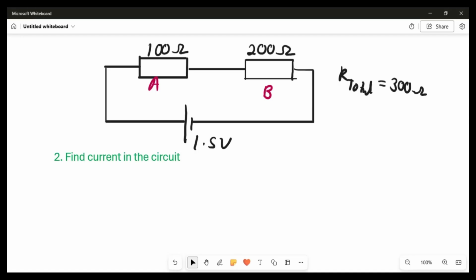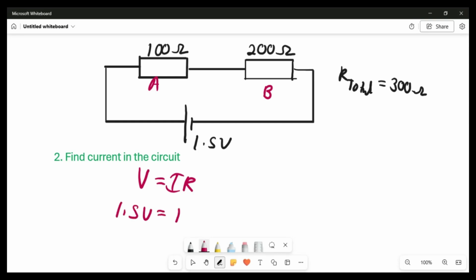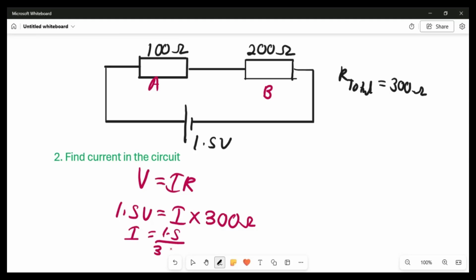Next, we'll find the total current flowing in the circuit. To find the total current flowing in the circuit, we have to apply Ohm's law. That means V equals IR. So here the voltage should be the EMF of the cell, that is 1.5 volt. And you have to find the current flowing in the circuit, and the total resistance is 300 ohm. So current is equal to 1.5 divided by 300, which is 0.005 ampere.